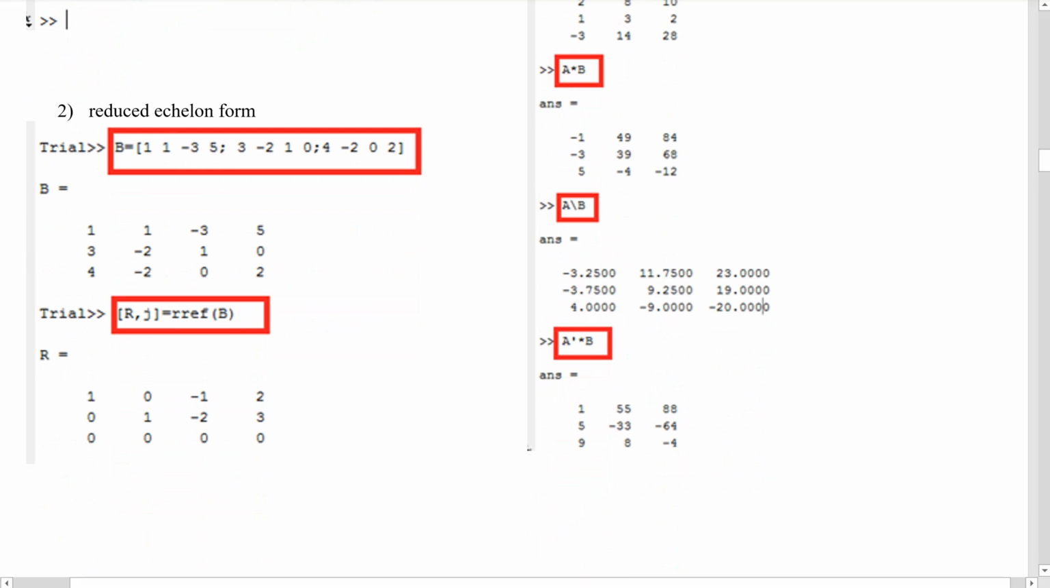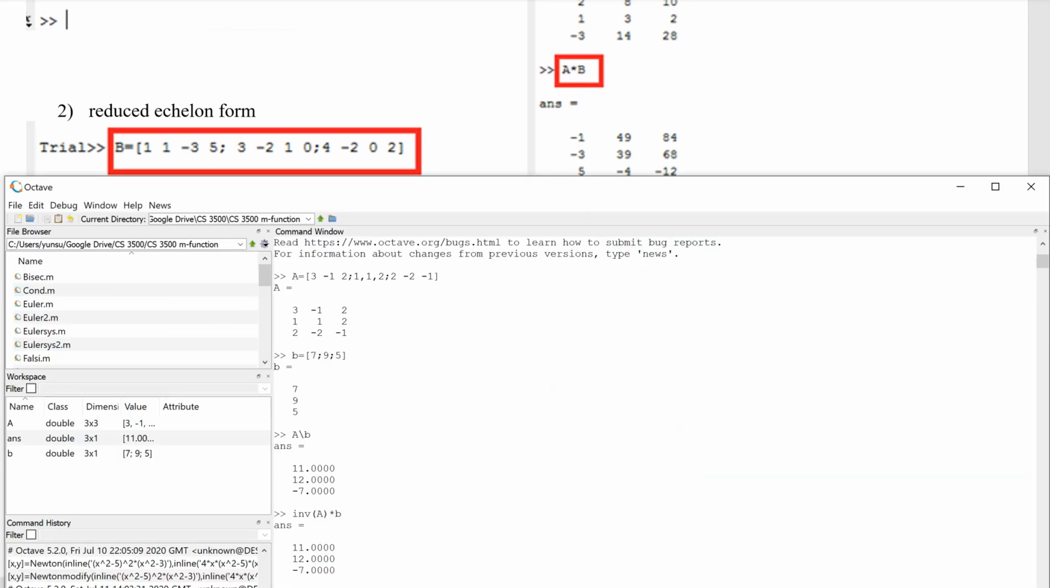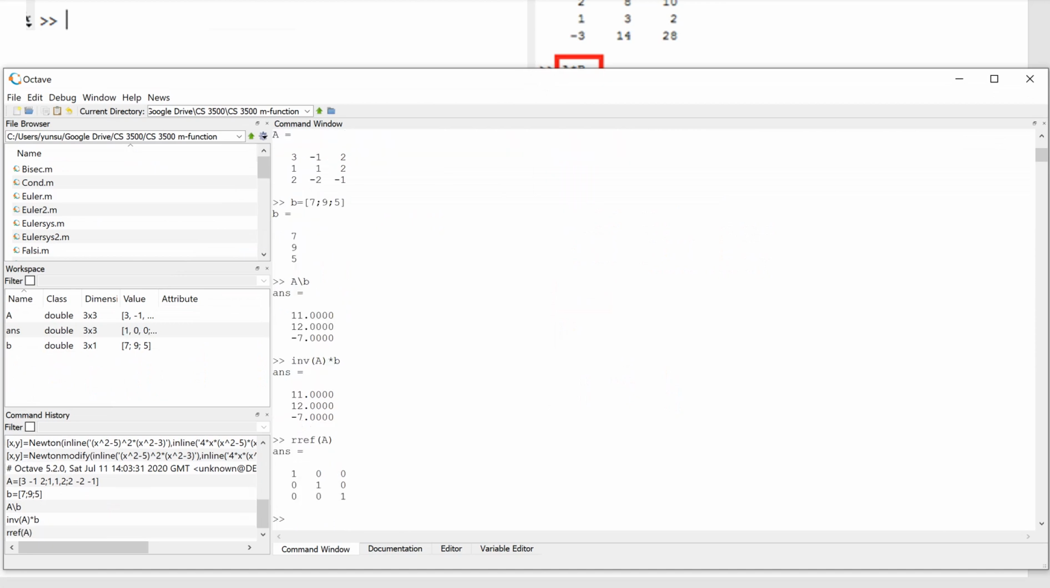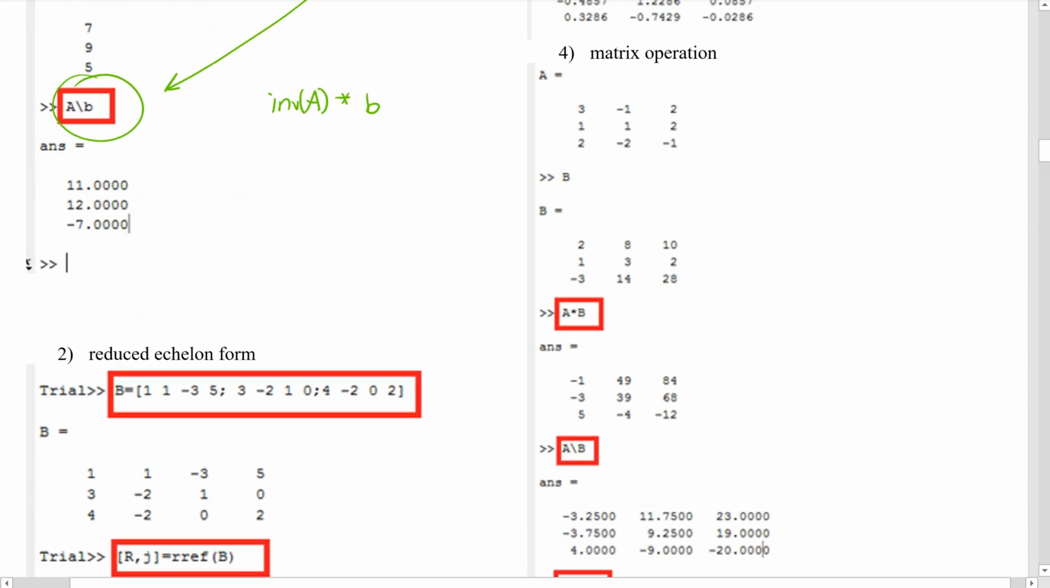Let me do it here. If we do reduced echelon form of A, we actually get the identity matrix because A has a unique solution. The system AX equals B having a unique solution is equivalent to saying the determinant is non-zero, which is equivalent to saying A is row equivalent to the identity matrix. Right?